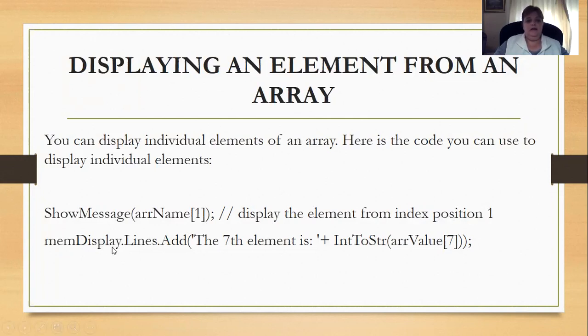Then, this is a memo, so I use mem_display.lines.add. I have my string: the 7th element is, and then to get the 7th element I will have rValue index 7. But remember, I cannot display integers, so I need to change it over to a string: IntToStr rValue 7. So those are two ways that you can display your array, one with a show message, the other with a memo or a rich edit.